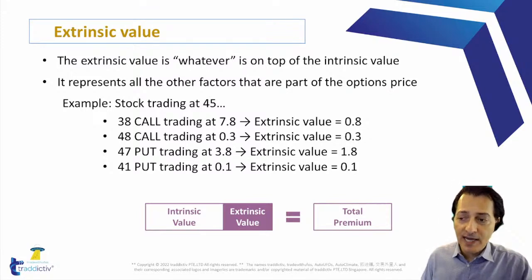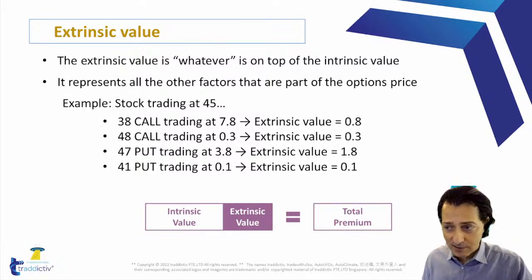If the 48 call is priced at 30 cents, and the 48 call provides no advantage, it's useless when the stock is trading at 45, isn't it? So it means it has no intrinsic value. Well, if that option is trading at 30 cents and it has no intrinsic value, it means that the whole 30 cents is extrinsic value.